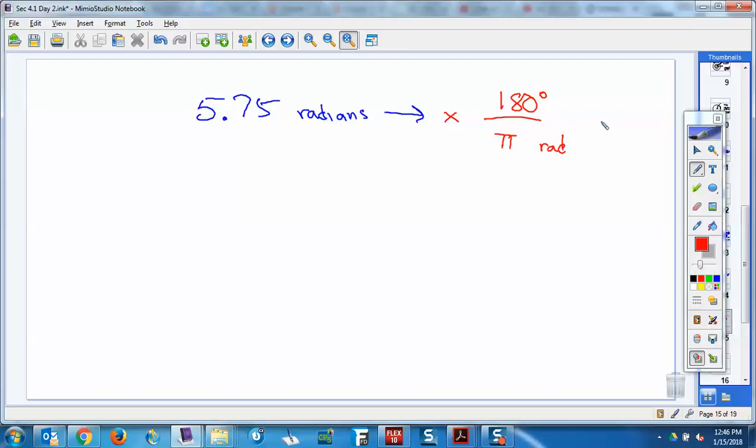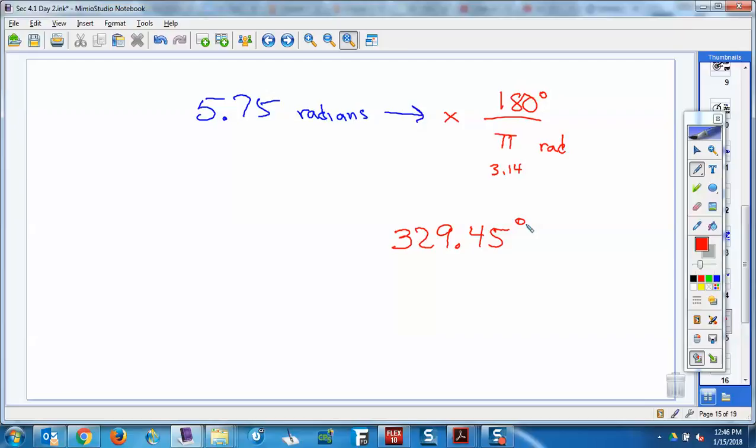Okay? So now take 575 times 180 and divide by 3.14. Right? Or hit the pi button on your calculator. What do you get? 329.45 degrees, which makes sense. That would be in the fourth quadrant.